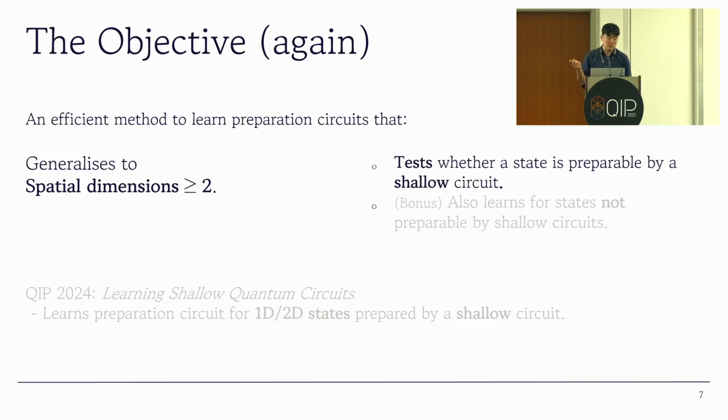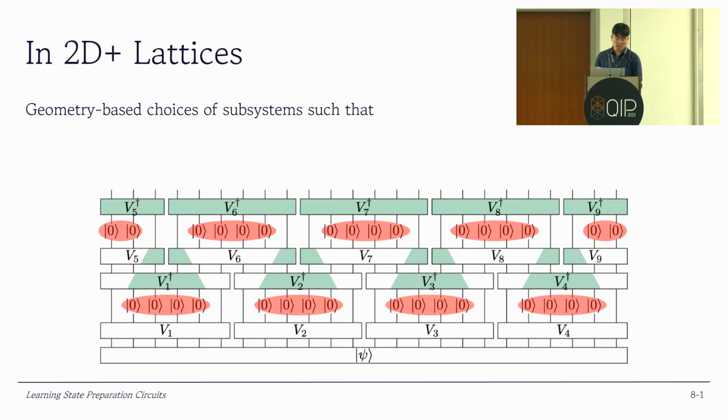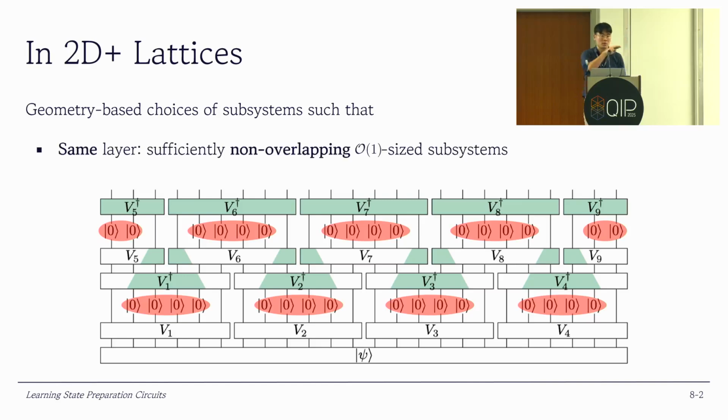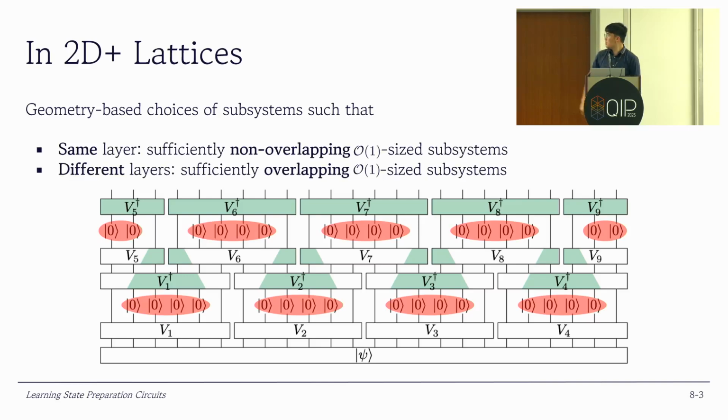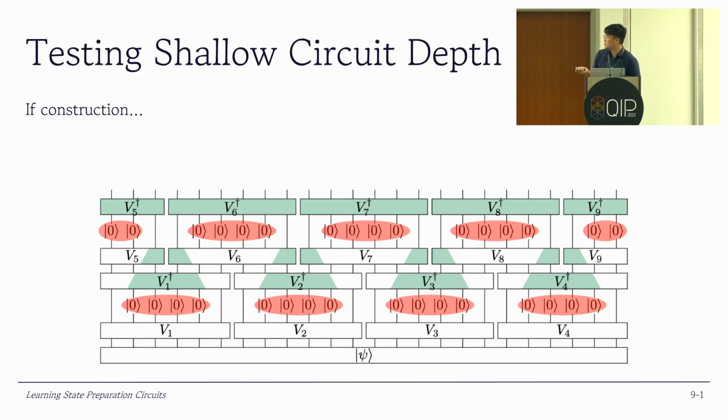So, very briefly, once again, the two questions that we wanted to answer with this method were to generalize how to learn these preparation circuits for spatial dimensions above 2, possibly, and also to test whether a state is indeed preparable by a shallow circuit or not. This method is able to answer that question, where in the case of 2D plus lattices, you just simply have to take a geometry-based choice of subsystems that depends on what the lattice looks like, such that for the same layer, for each parallel iteration of the procedure, we sufficiently non-overlap our choice of subsystems, versus for different layers, we sufficiently overlap them again. And the actual paper by Zeph and Yunchao outlines this in more detail, of course.